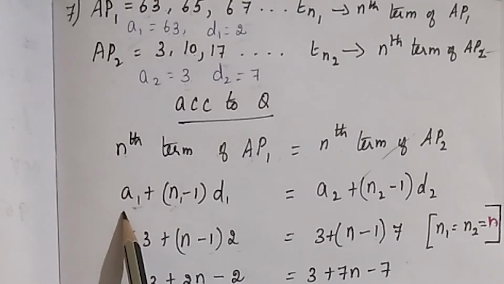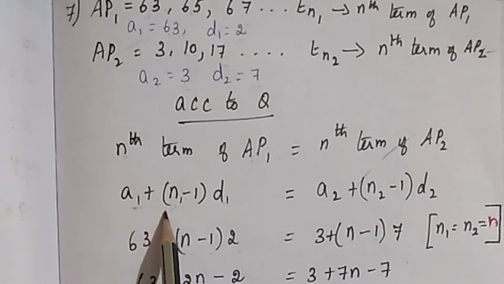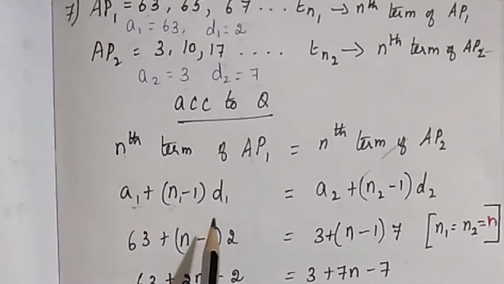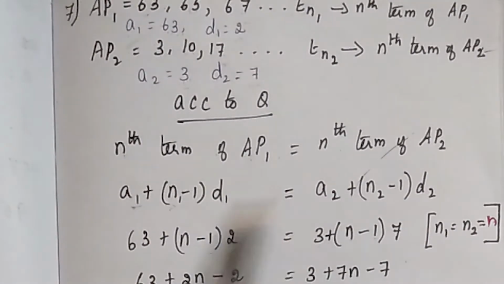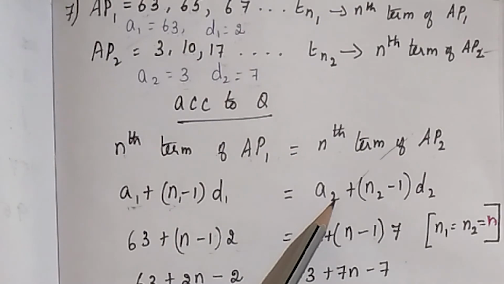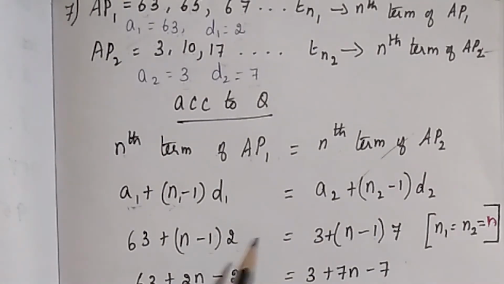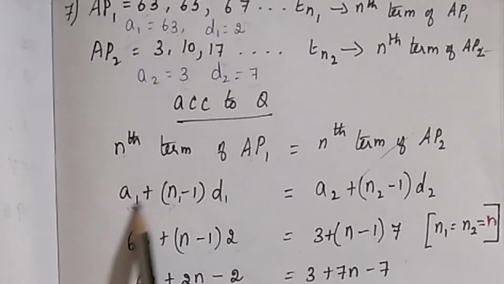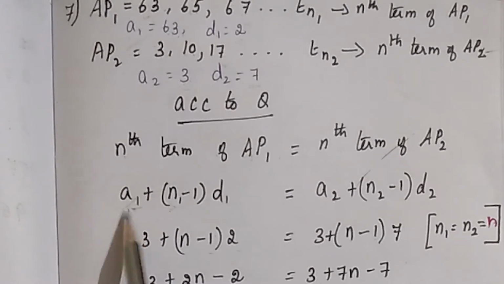What is the nth term formula? A plus n minus 1 into D. So write. And now to differentiate, AP1 will be taken as A1 and then AP2 will be taken as A2, like this.